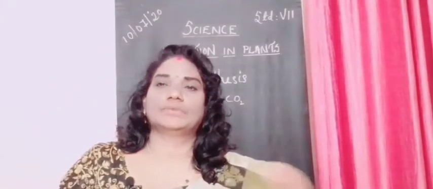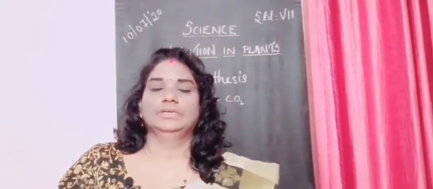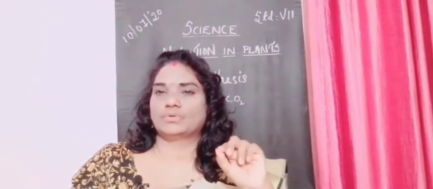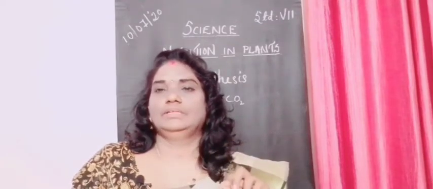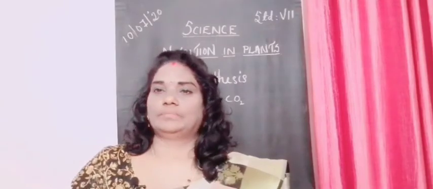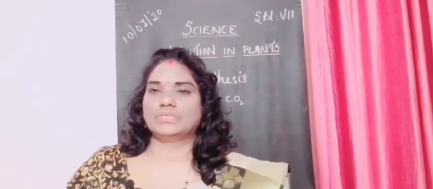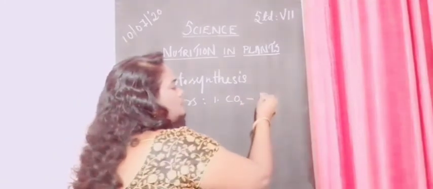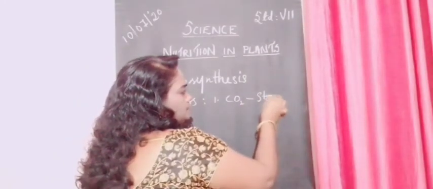How do they absorb this carbon dioxide? The plants have certain structures, pores, holes in their leaf and in all the green parts of their body. And these structures are known as stomata. What is its name? Stomata.